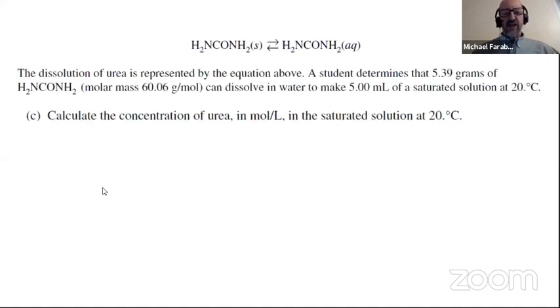So you are given in this particular question an equation in which a substance is going from a solid to an aqueous species. This is called urea, and it has the chemical formula H2NCONH2. It gives you the molar mass, and it says a student determines that 5.39 grams of urea can dissolve in water to make 5.00 milliliters of a saturated solution at 20 degrees Celsius. The question is asking, calculate the concentration in moles per liter.